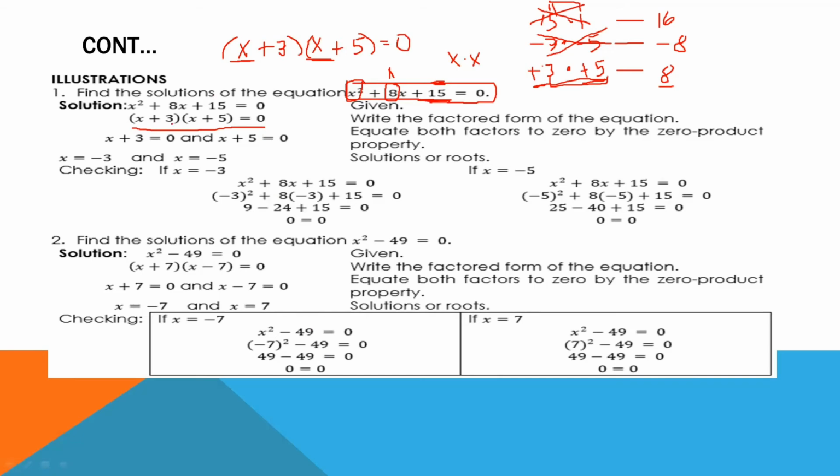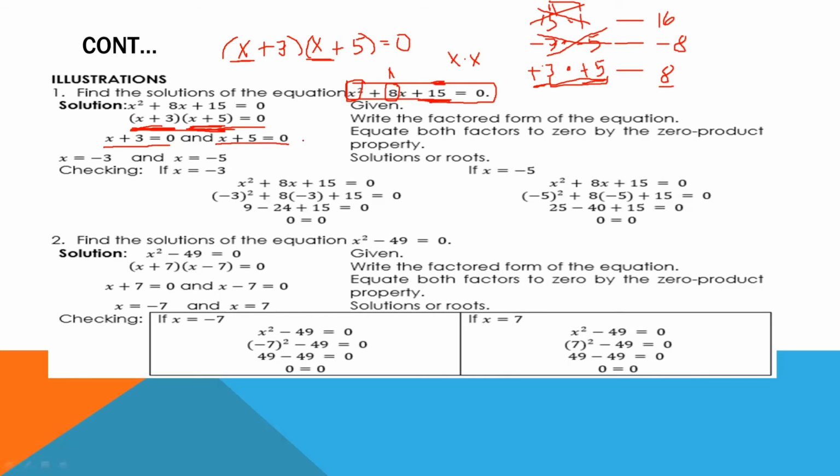So, after that, we need to equate both factors, or set each of our factors equal to 0, no? So, ibig sabihin, magiging x plus 3. So, ito yung ating first factor. Set natin equal to 0. Kaya naging x plus 3 is equal to 0. And then yung second factor natin na x plus 5, we will set it equal to 0. Kaya naging x plus 5 is equal to 0.